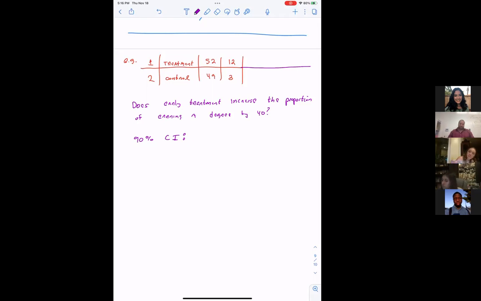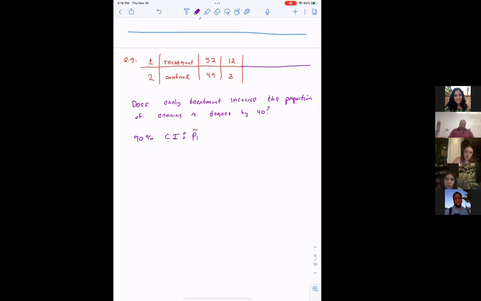P squiggly line. I don't know the name. P1 twiddle minus P2 twiddle. Why are we using twiddles, by the way? Why not the hats? Is the twiddle for small? The twiddle is for the small sample. What makes this a small sample? We call it the small sample, but what makes it the right choice to use this version versus the other version?